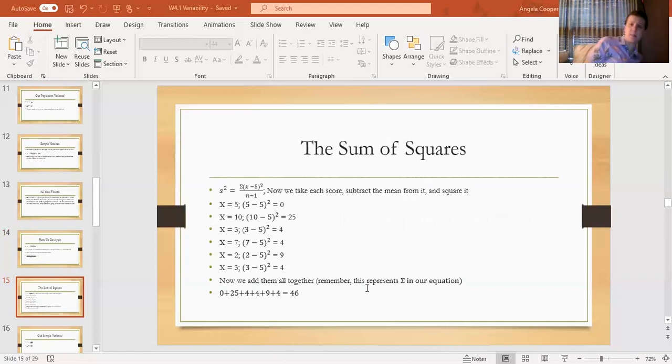The sum of squares will also be the same. Like I said, once we've plugged in the sample mean, this formula looks pretty much the same as when we were calculating the sum of squares for populations. So it's still: take each score, subtract the mean, square it, and add all those up. Again, 5 minus 5, 10 minus 5, 3 minus 5, square those to get 0, 25, 4, 4, 9, 4, add them all up, and we still get 46. The sum of squares is still the same between sample and population variance.